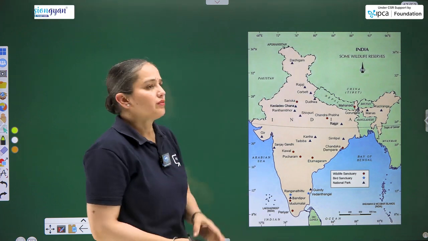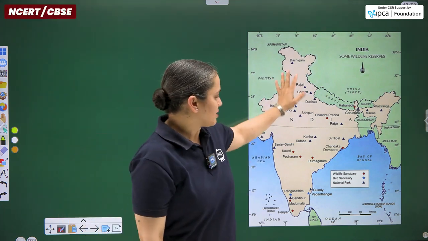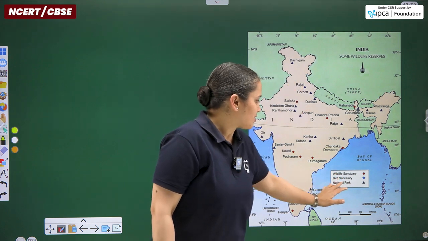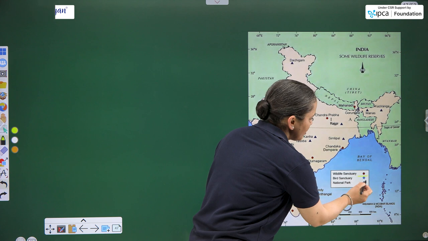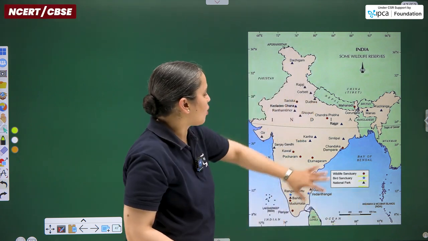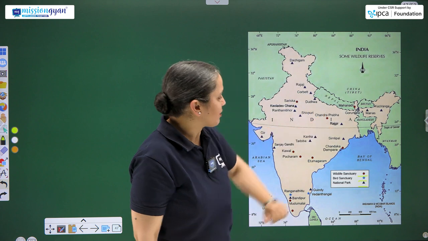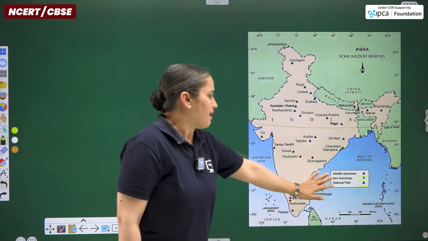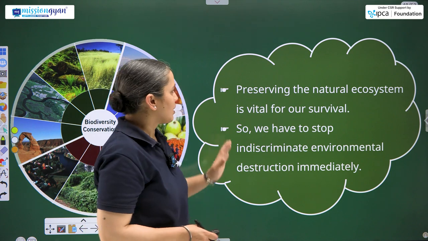And this is the map. It does come for your map work as well. So, over here you can see wildlife sanctuaries, bird sanctuaries and national parks shown with the help of these particular symbols. These are spread all over India, and you can particularly see in the middle part of India, the majority of the wildlife sanctuaries, bird sanctuaries and national parks are established.